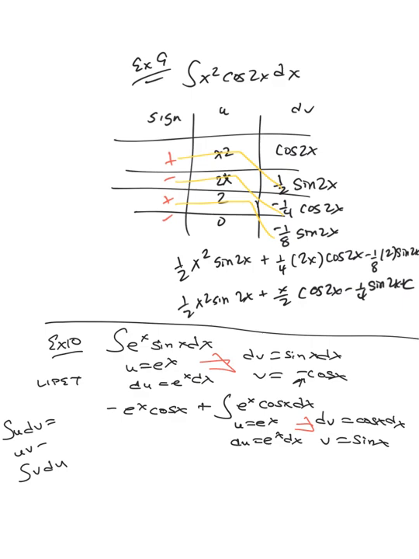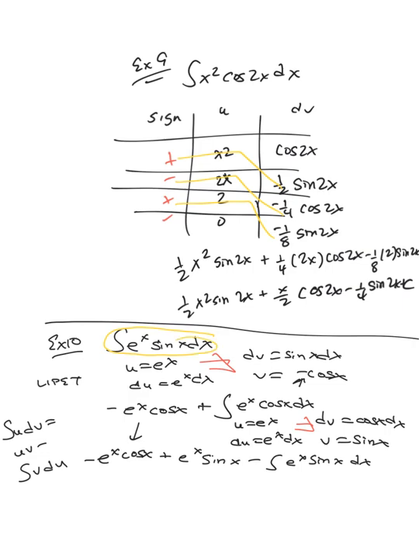Hold on, I'm just bringing this down. But over here, I get u times v. So that's going to be e to the x sine x minus the integral of v du, which is going to be the integral of e to the x sine x dx. Oh, wow. Look at this, guys. Didn't this integral start off with this?